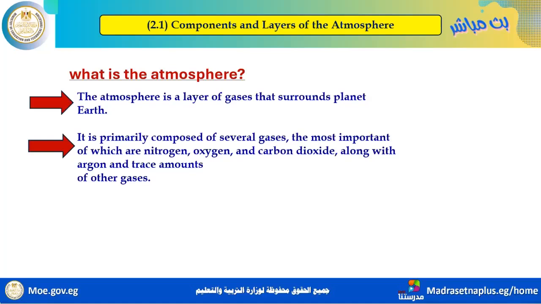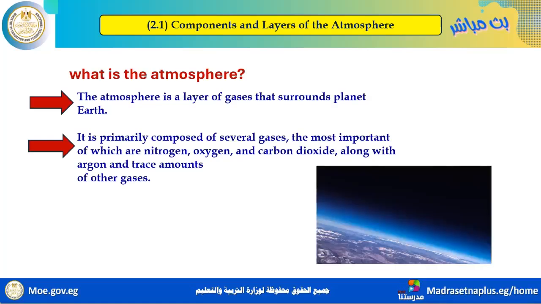It's primarily composed of several gases. Atmosphere means a mixture of gases, the most important of which are nitrogen, oxygen, carbon dioxide, along with a little percent of argon and trace amounts of other gases. So mainly nitrogen, oxygen, and carbon dioxide. This is a picture of a sample of the atmosphere.